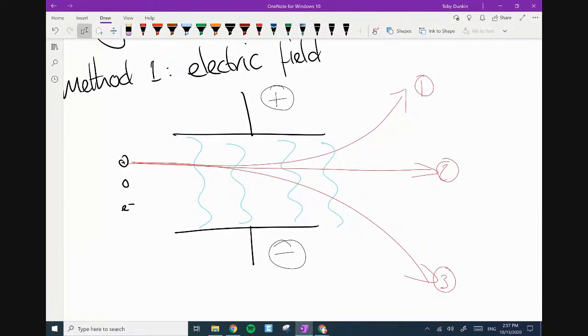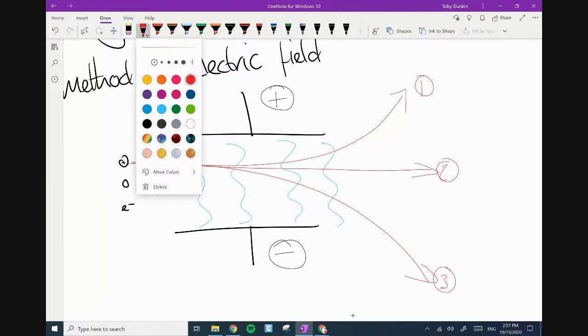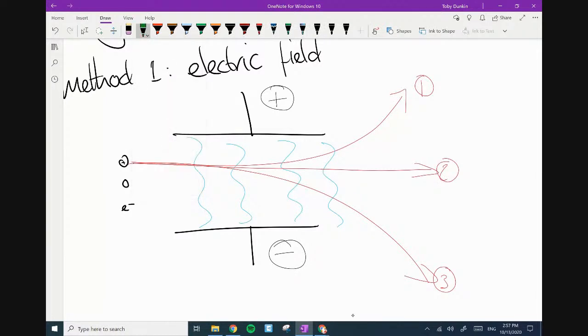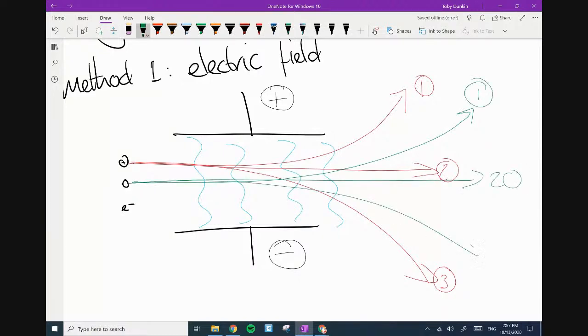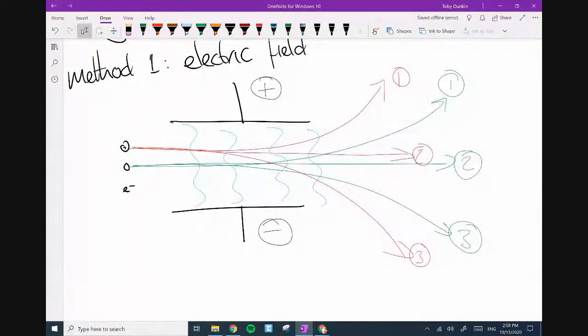Next, I'm going to go for the neutron, the neutral neutron. Path number 1. Path number 2. Path number 3. I'm going to ask that to Louis.